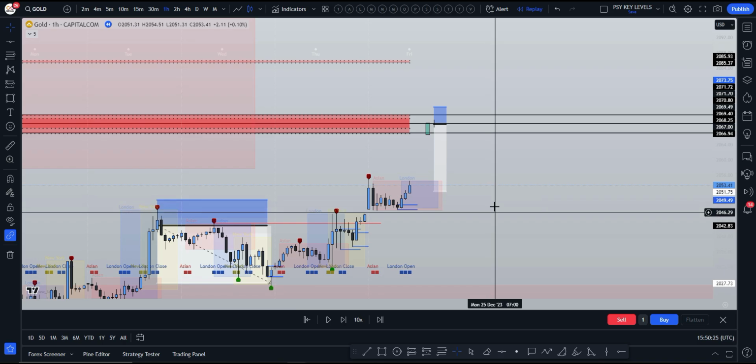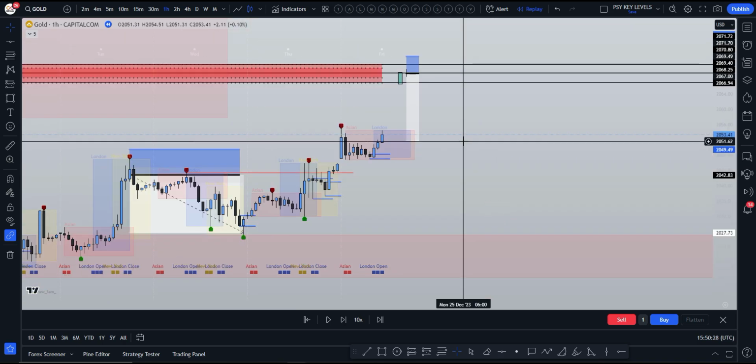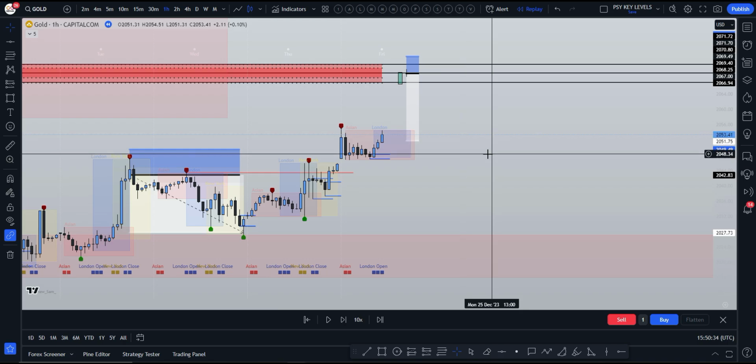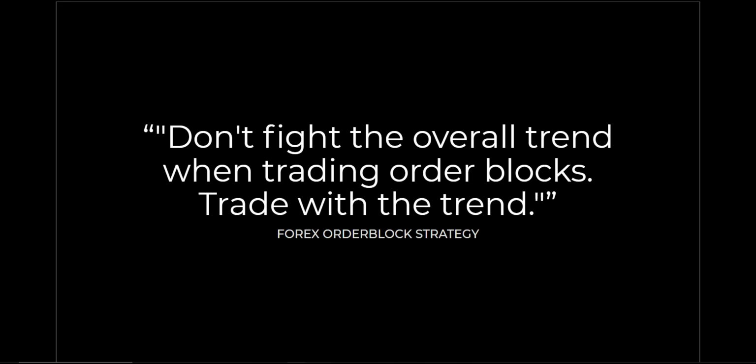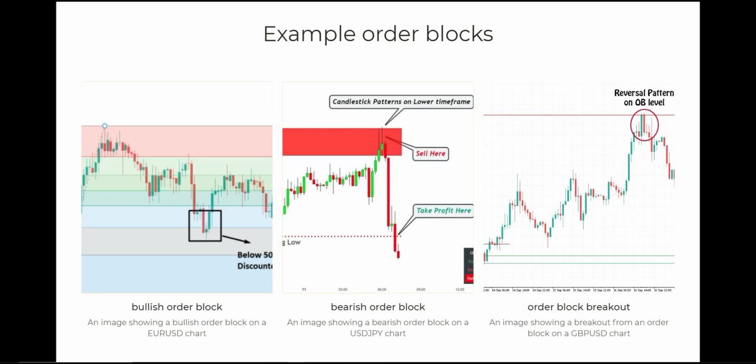It may look simple the way I'm showing it. If it's not, do let me know in the comment section. And I understand it's not that simple as well, but obviously, even with the examples here, if you see the rejection candles here, don't take every single trade.